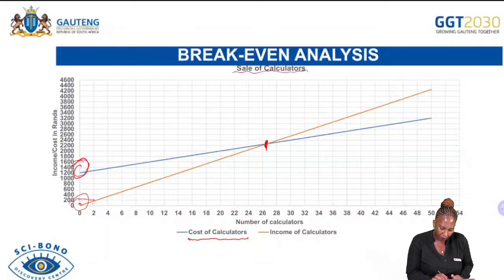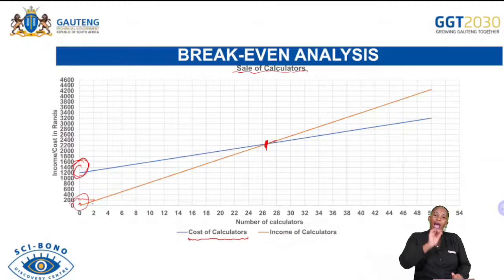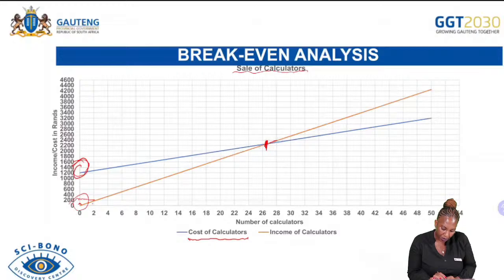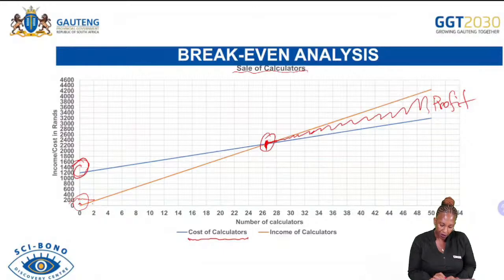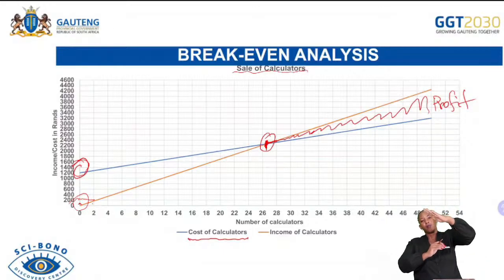As you can see here, once the orange graph goes above the blue graph, then the business starts to register a profit. If I may just mark your graph here, as you can see, after the break-even point, the company has registered a profit, because now you can see the orange graph is above the blue graph.